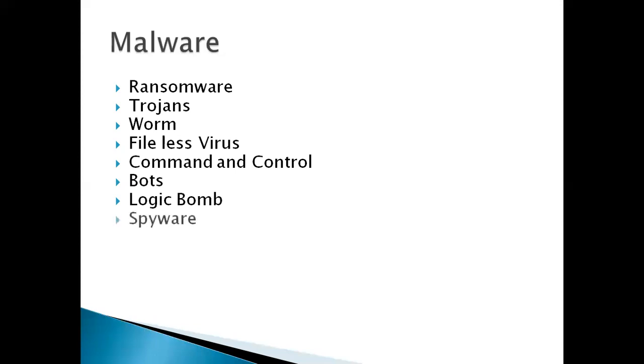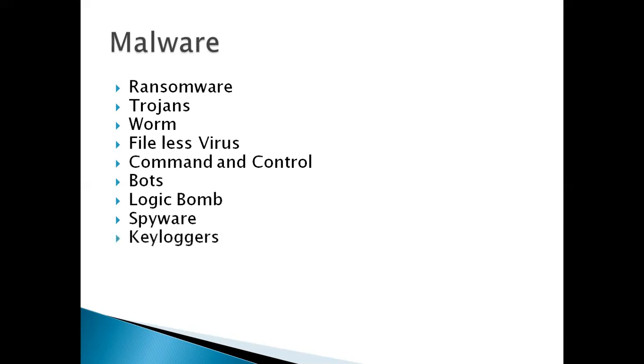The next one is spyware. Spyware is software that spies on users, recording and reporting on their activities. In this type of malware, it just sits silently on your system and monitors your activities, what you are doing on the system. It reports those activities to the attacker, and then the attacker can use them to attack your device or computer.